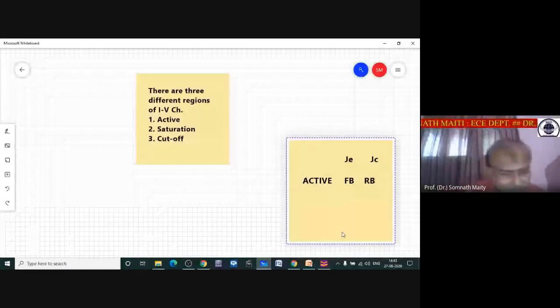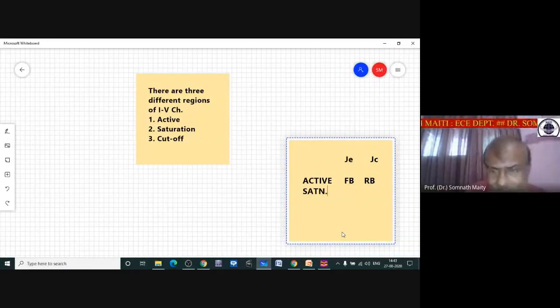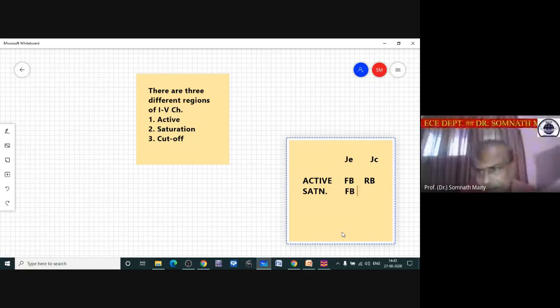Now active, then saturation, SATN, saturation, this will be FB and FB. Then cutoff, cutoff means FB, FB.